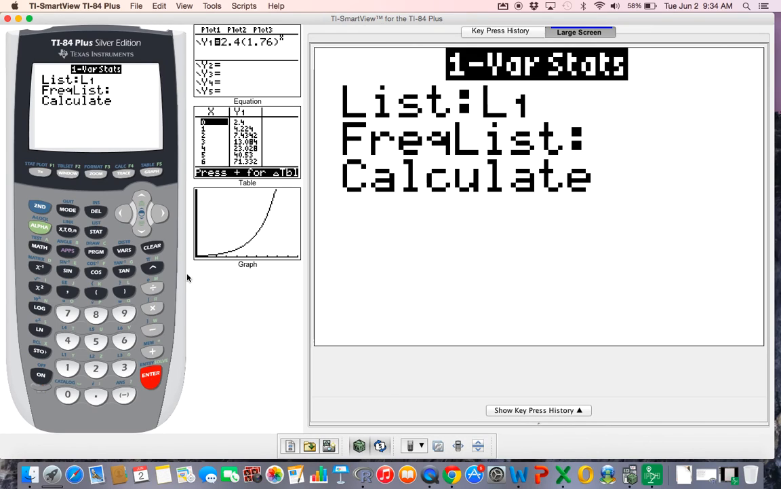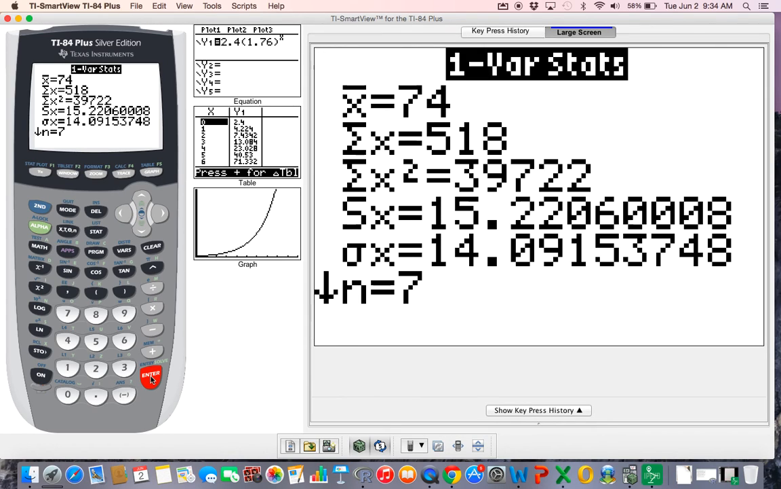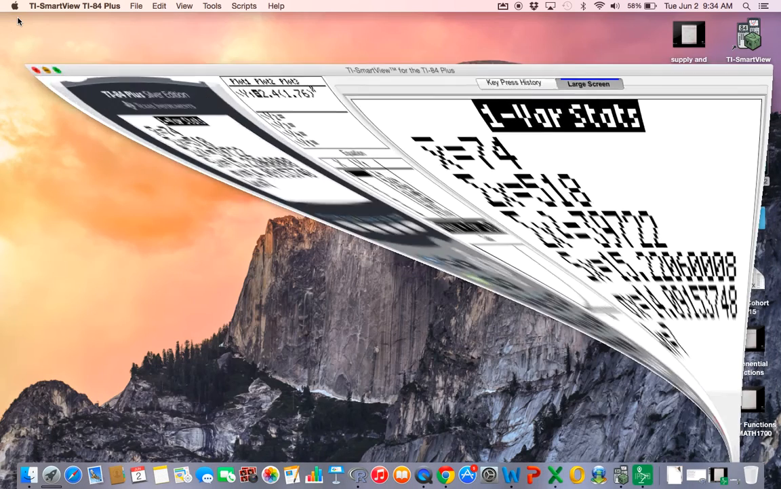So, guys, we put our data in L1, so that's cool. Frequency list, we don't have a frequency here, so we come to Calculate and hit enter, and you'll see you have one variable stats. Okay. Now, for those of you with the other type, let me show you what you would encounter.